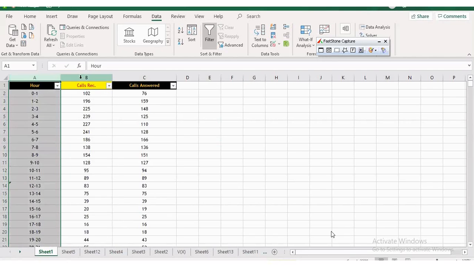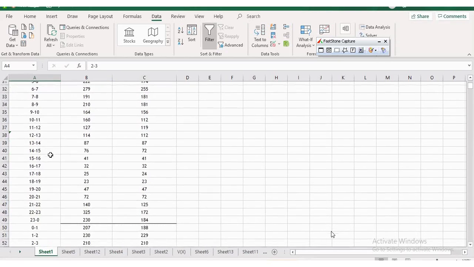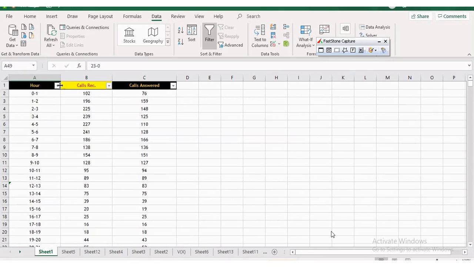So let's understand this data. What is this data set? Every day is divided into 24 hours. In the night, midnight, 12 o'clock to 1 o'clock, that is the 0 to 1 hour. And 1 to 2 is another 1 hour. 2 to 3 is another 1 hour. Like that, 23 to 0 hour, which means night 11 o'clock to 12 o'clock. So this is the day, 1 day.